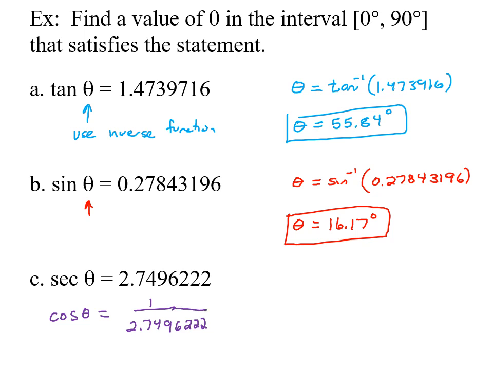And once I get it to this point, I have a cosine button and a cosine inverse button. So I could say that theta is now cosine inverse of, and then you type in 1 divided by that stuff in there.